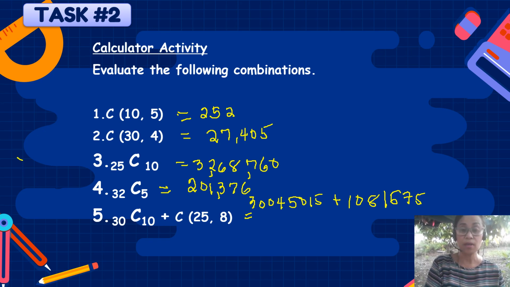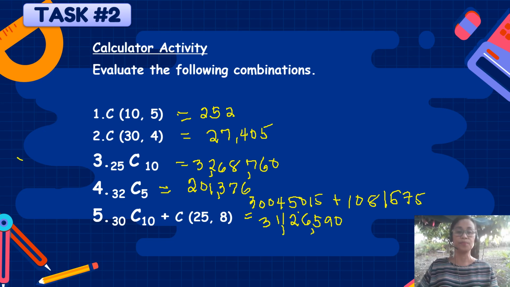30,045,015 plus 1,081,575 has a value of, okay, it's very big, 31,126,590. So this is one calculator activity that you can do at home to check whether you are already familiar using nCr in your calculators.